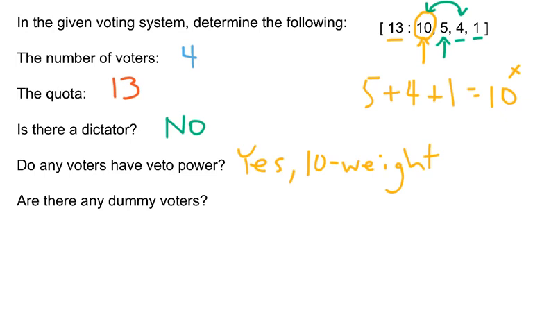Finally, let's take a look and see if we have any dummy voters. What we want to do to find out if we have any dummy voters is look at the possible coalitions that could pass a motion. So let's see what could pass a motion here.